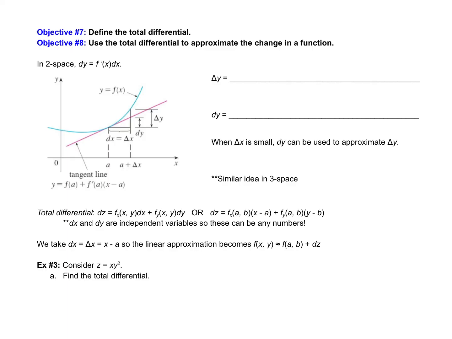So we're going to write that down. Delta y is the actual change in y from x equals a to x equals a add delta x. dy, on the other hand, is the change in y using the tangent line. So it goes from this point to this point right here. So dy is the change in y when using the tangent line.